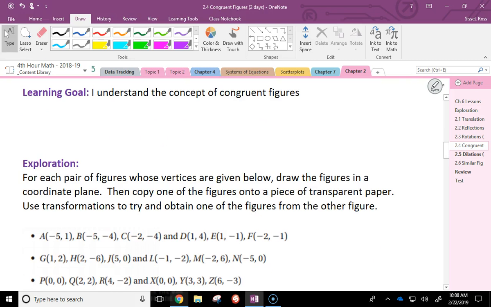So, here's what I need us to focus on today. I can understand the concept of congruent figures.